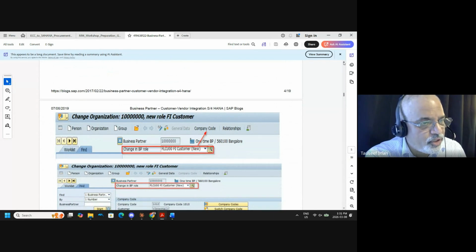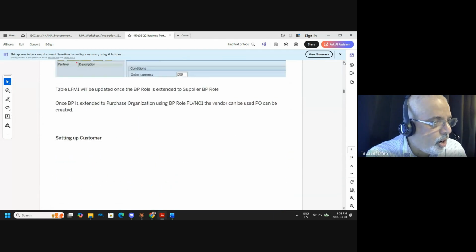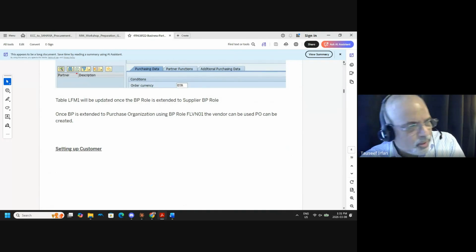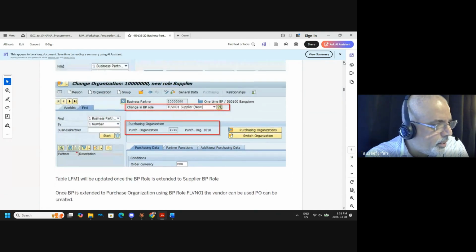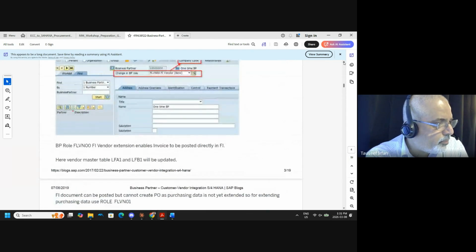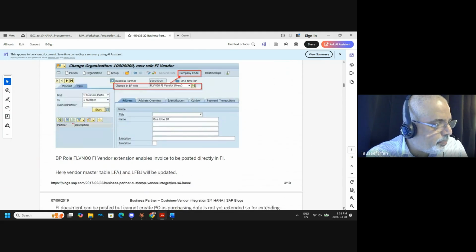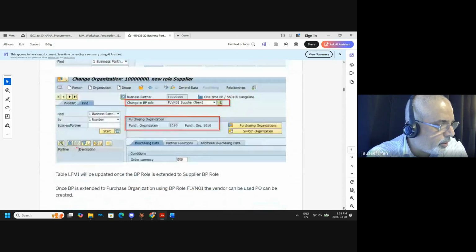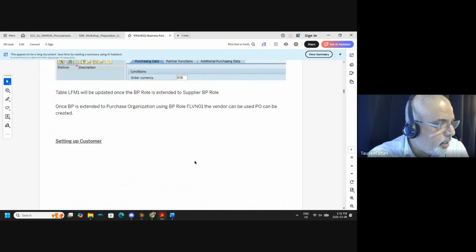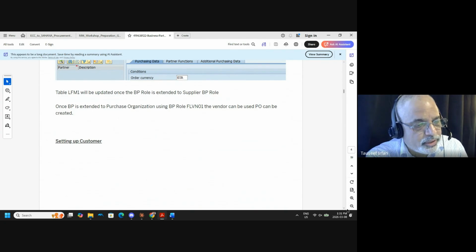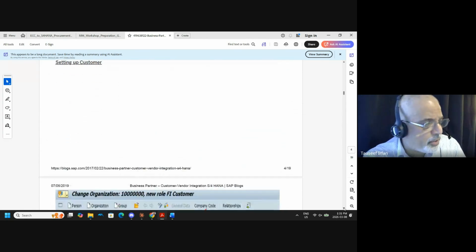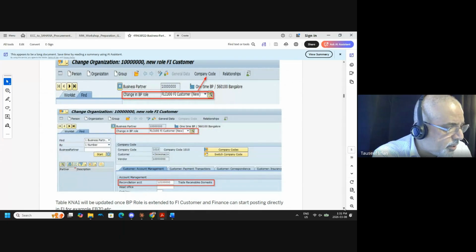Understood why this same document can be used for all the three scenarios. Only setting up the vendor, which is this part, set up vendor. Only setting up the supplier vendor, the finance part, and the supplier purchasing organization, and then only setting up the customer, or setting up both under the same business partner. Everybody understood the difference here? Yeah. Okay. So here this customer is under the company code.